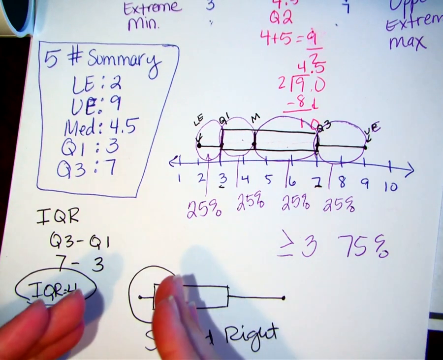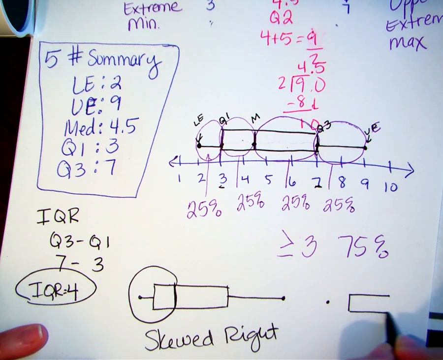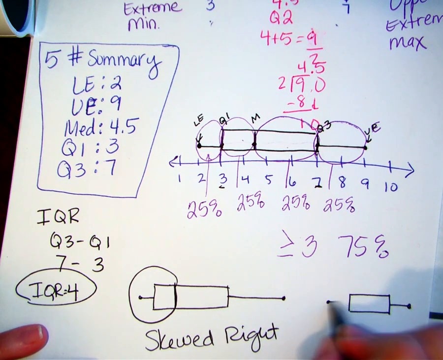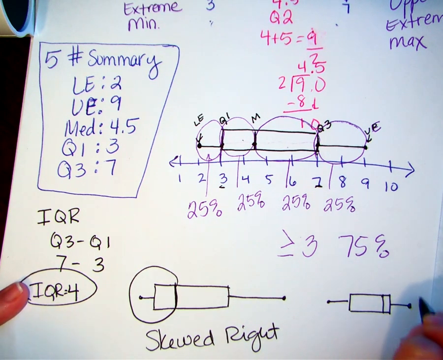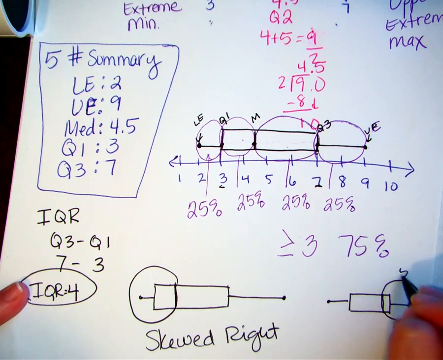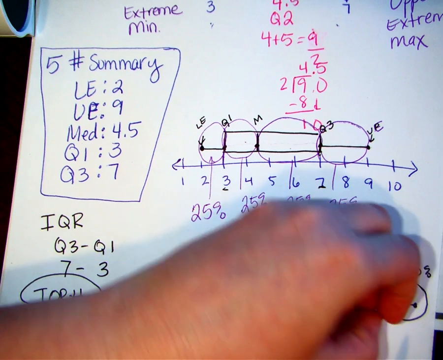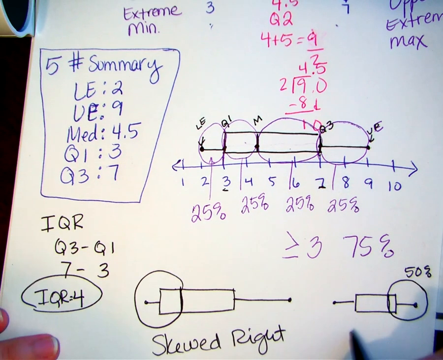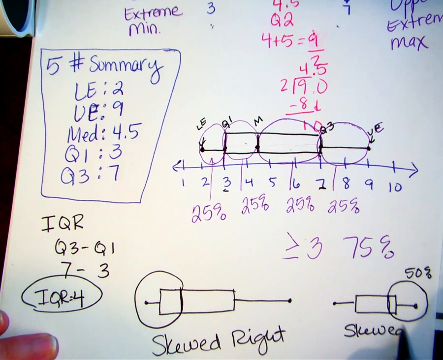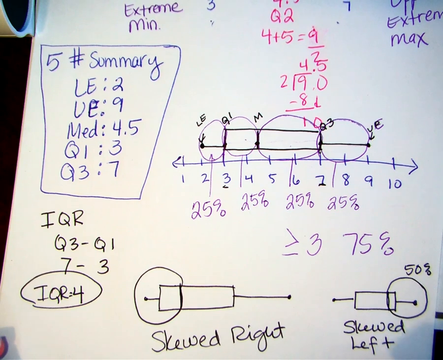So if we do one that's the opposite way, and I'm going to draw my box, but now I'm going to have my median closer to the right-hand side. That's 50% of my data. And since most of the data is here, it is getting pulled to the left. So this would be a skewed left graph. All right, so that's one way to tell if it's skewed right or skewed left.